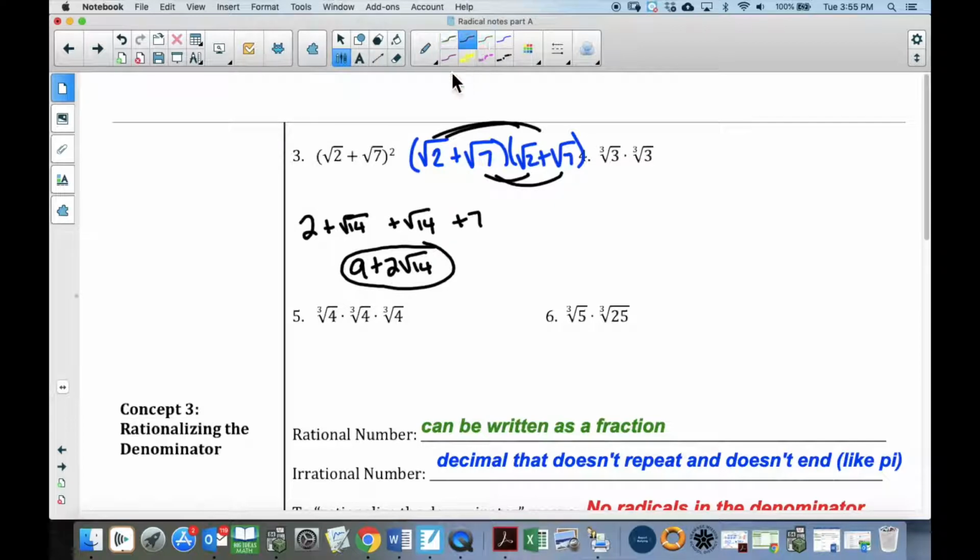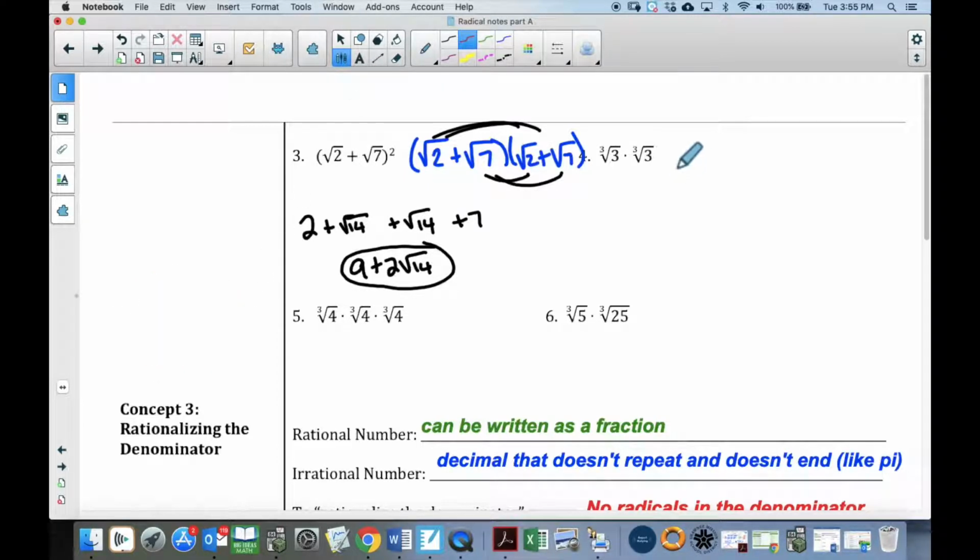Now I have a short question for you. Would this equal 11 radical 14? No, it does not. Why not? They're not like terms. You can't add that. It would be like if you said 9 plus 2x is equal to 11x. No, it's not. We know that. So neither is it 11 radical 14. Just remember that that does not work out that way.